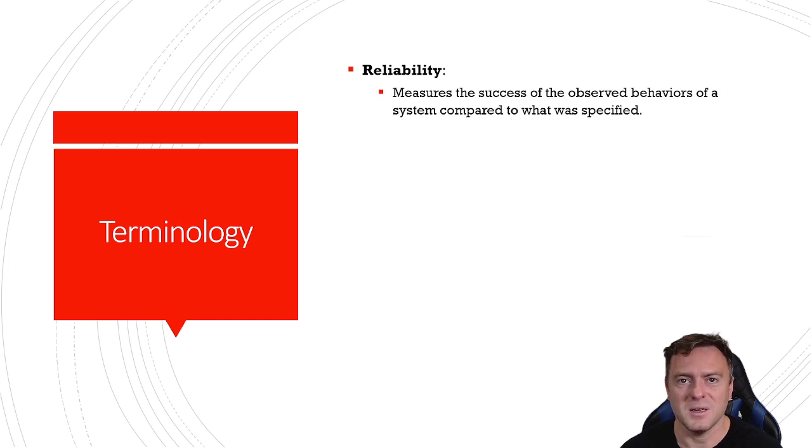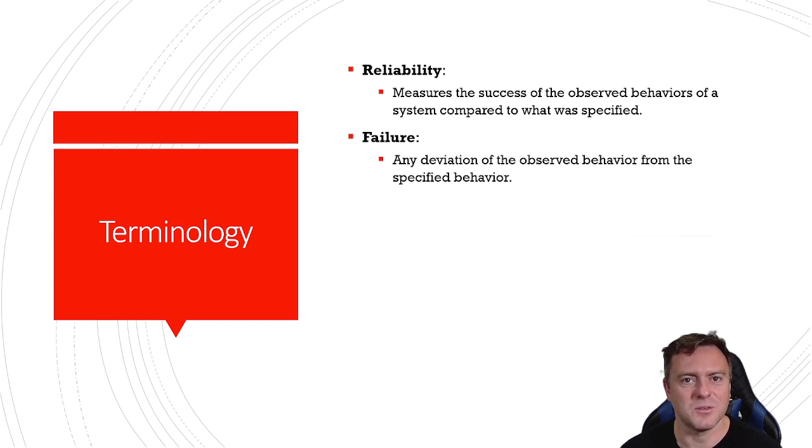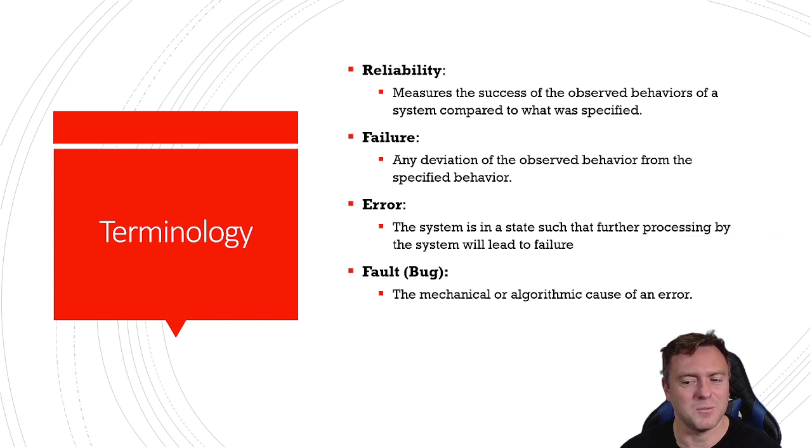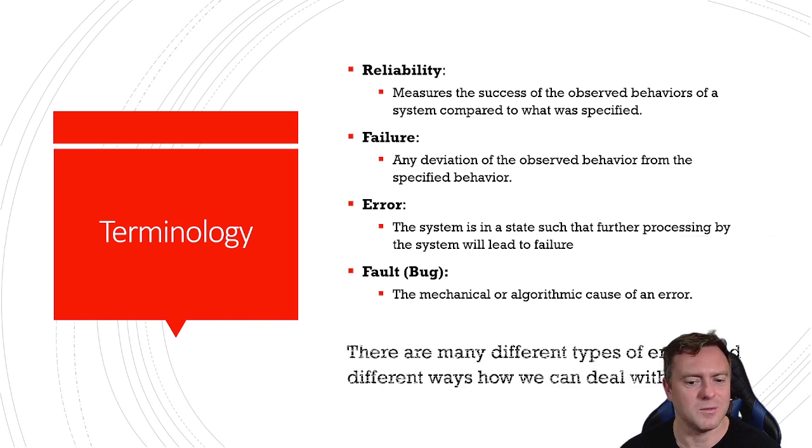So terminology that we need to unpackage is reliability. That measures the success of an observed behavior of a system compared to what was specified. The failure, which is any deviation of the observed behavior from the specified behavior. An error, which is the system in a state such that further processing by the system will lead to failure. And then a fault, which is a bug, which is a mechanical or algorithmic cause of the error. So these are all different things that we need to consider inside the terminology that you've covered.